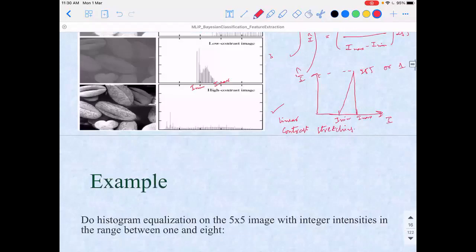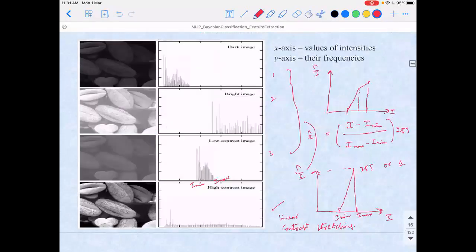So the problem here is, assume that I can do this kind of stretching, fine. But assume that the image is noisy. In this bright image, there is one very dark pixel. So what will happen? What will be the Imin now, and what is the Imax for this image? What is Imin?